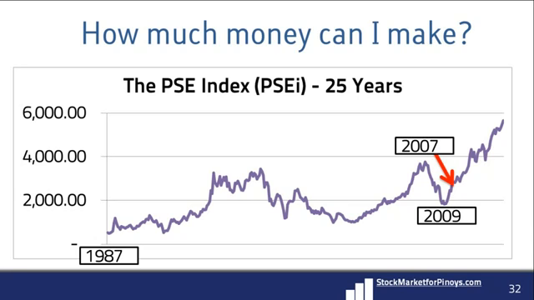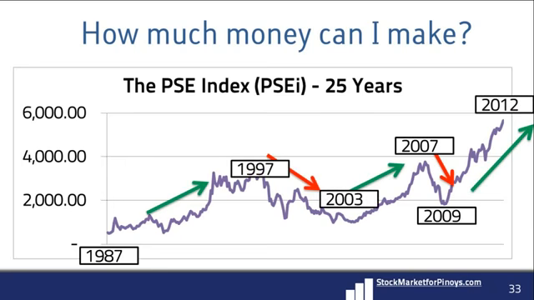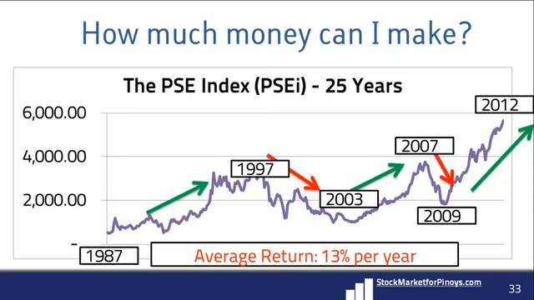So that's how the stock market goes in a very general and average sense. It goes up and it goes down and it goes up and it goes down. But the comforting fact here is that it goes up more than it goes down. In this period, the average growth of the stock market is 13% per year.